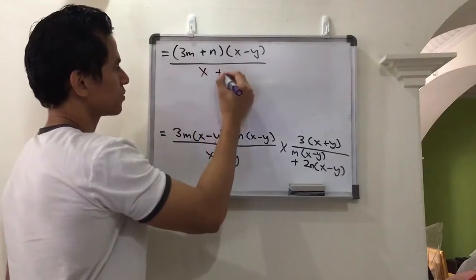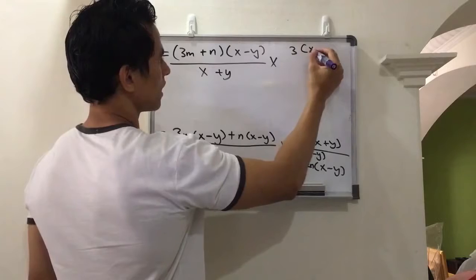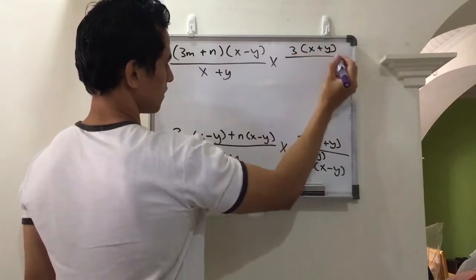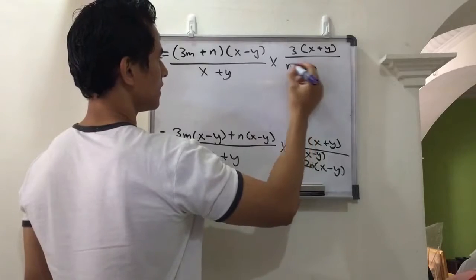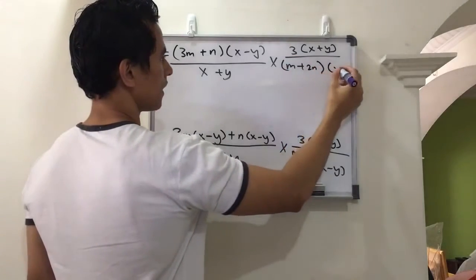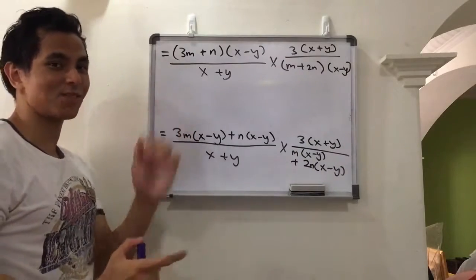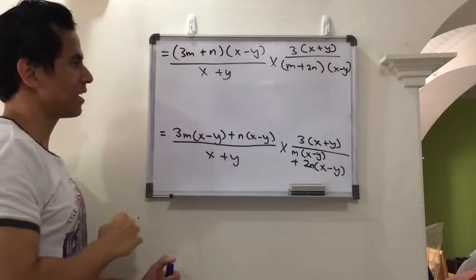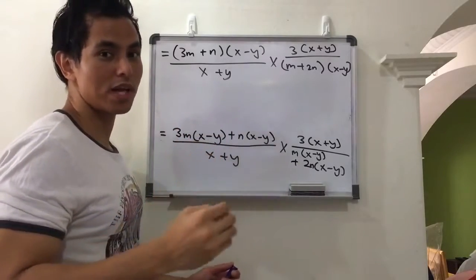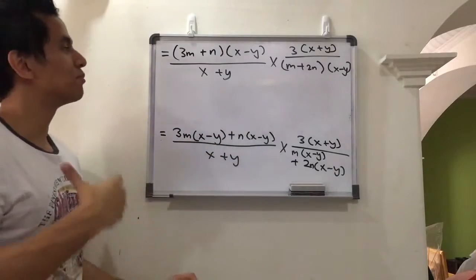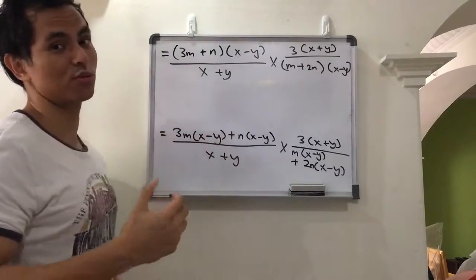And now this will just be x plus y, and this will be times 3 over x plus y, over (m plus 2n)(x minus y). Okay, you see, it's starting to look easier now, right? Much easier than at the start. But with our diligent steps and taking it slowly and carefully, we're able to move forward with the question, and we're definitely getting it simpler and simpler, and we're close to solving.